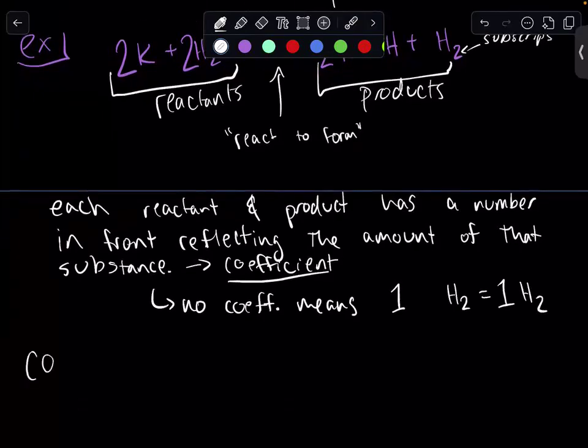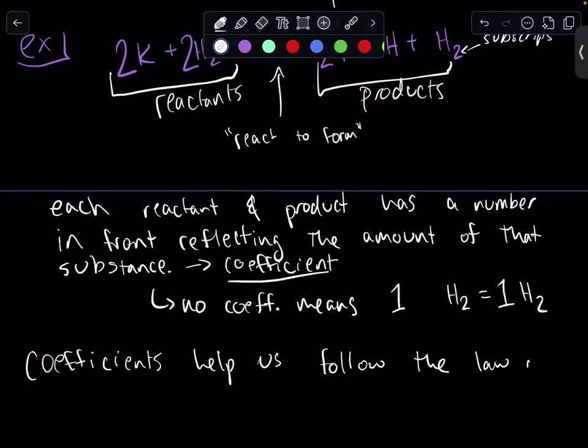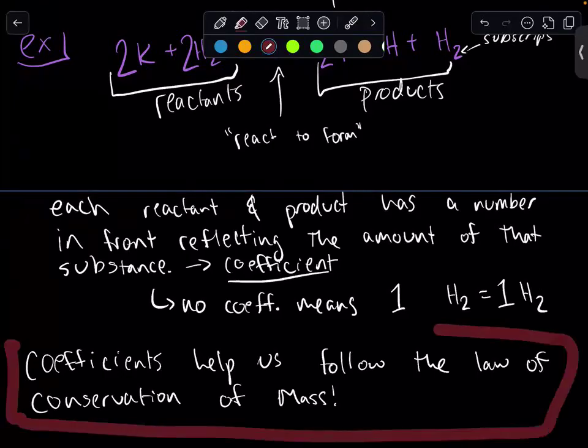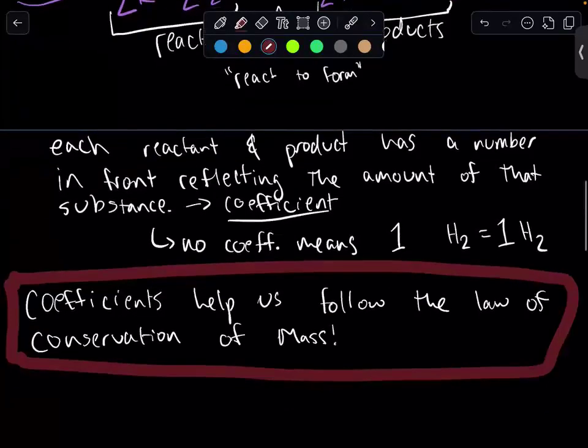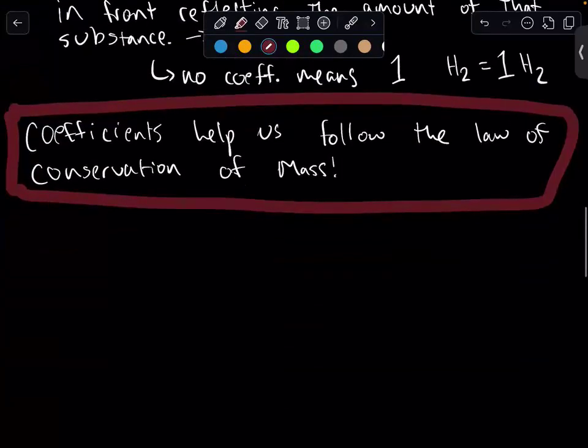Coefficients help us follow the law of conservation of mass. So this is super, super important. We need to follow conservation of mass. We cannot create mass or destroy mass.